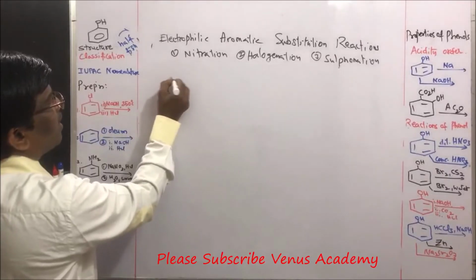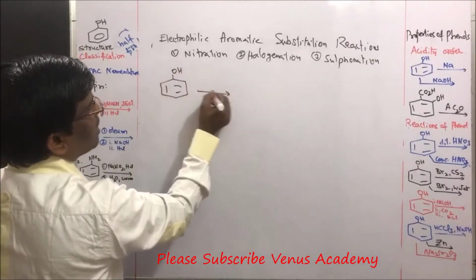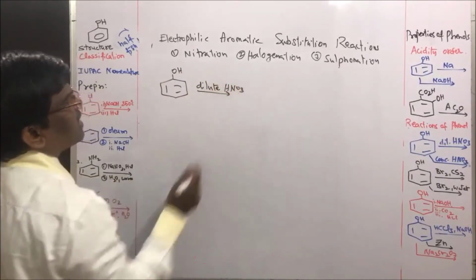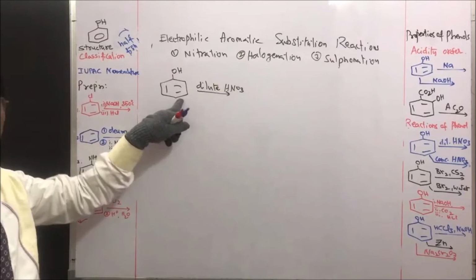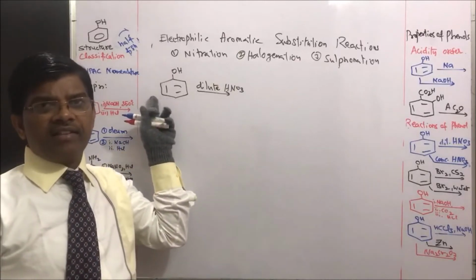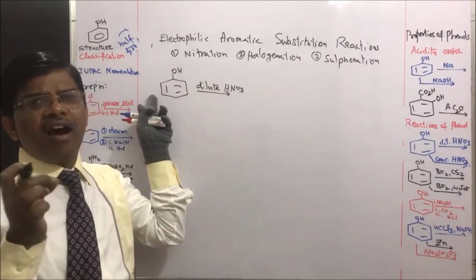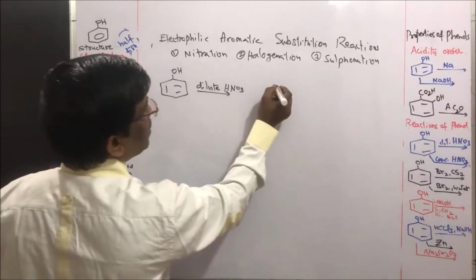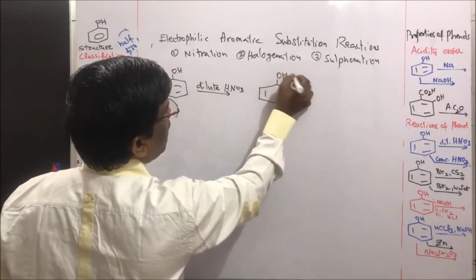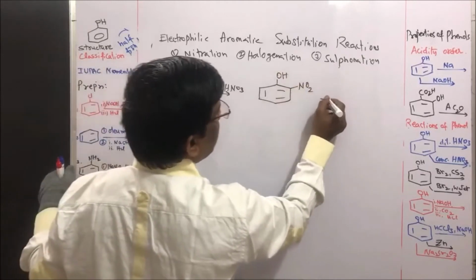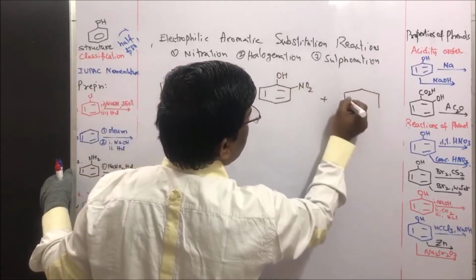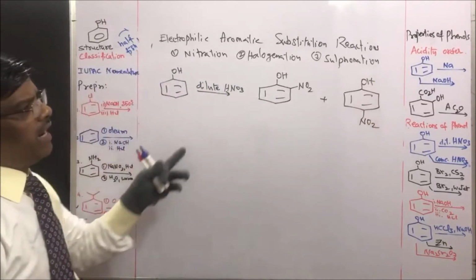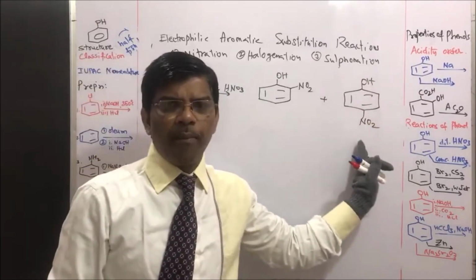If I take phenol and do the nitration with dilute HNO3, since it is a highly activating group, there is no need to add sulfuric acid also. Fuming nitric acid or even dilute nitric acid is enough to undergo nitration to give OH, ortho and a mixture of this para. Ortho para directing group. So we will get this mixture of these two compounds.